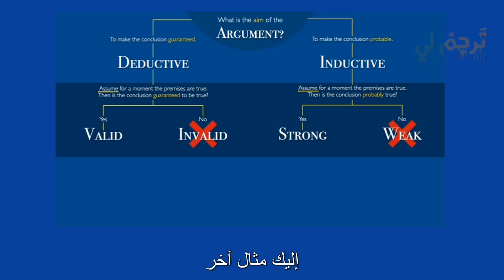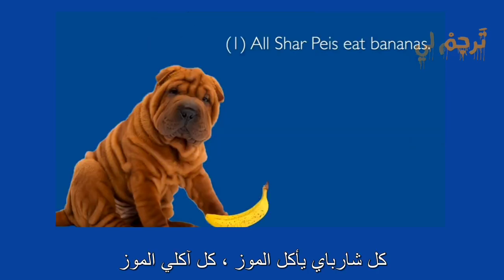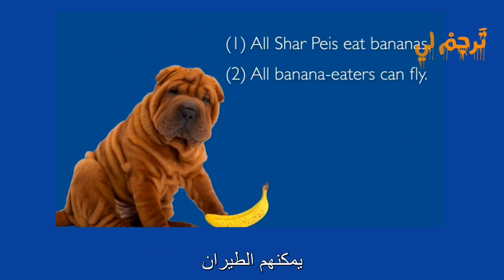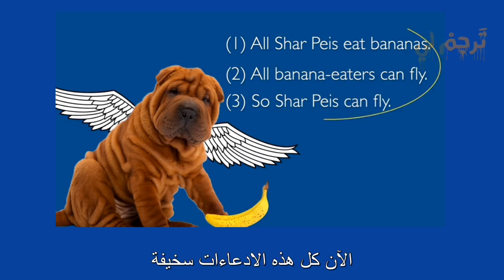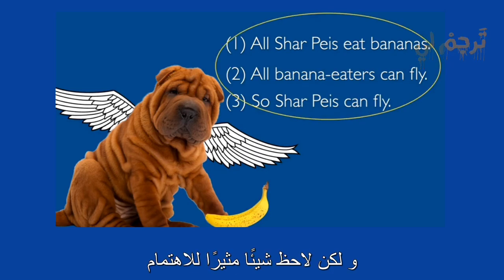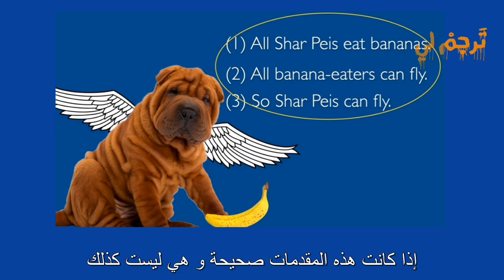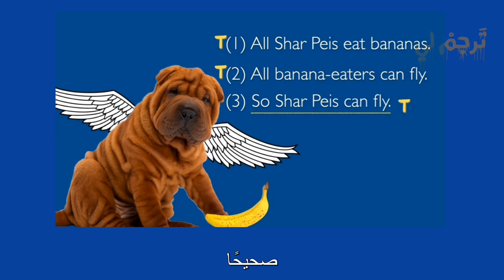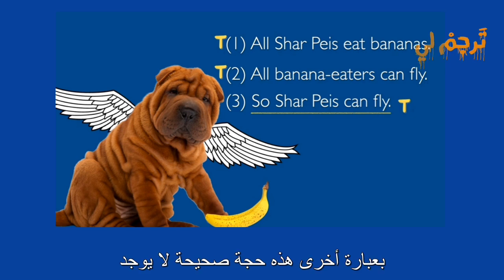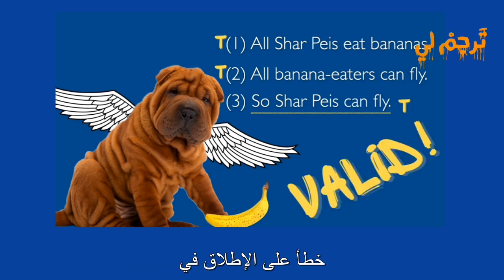Here's one more example. All Shar-Peis eat bananas. All banana eaters can fly. So Shar-Peis can fly. Now, all of these claims are ridiculous, but notice something interesting. If these premises were true, and they're not, but if they were, then this conclusion would have to be true. In other words, this is a valid argument. There's absolutely nothing wrong with the reasoning.